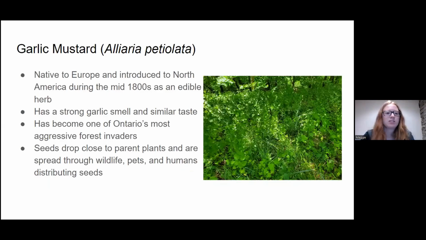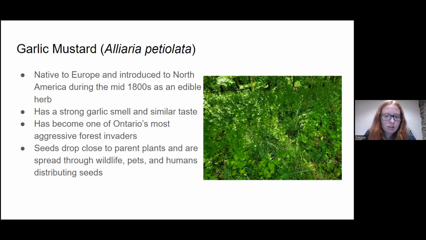So the first species I'll talk about is garlic mustard. It's native to Europe, and it was introduced to North America during the mid-1800s. It was introduced for its use as an edible herb because it has a very strong garlic smell and a similar taste. But once it was introduced, it quickly spread from herb gardens into the forests. So it's become one of Ontario's most aggressive forest invaders.